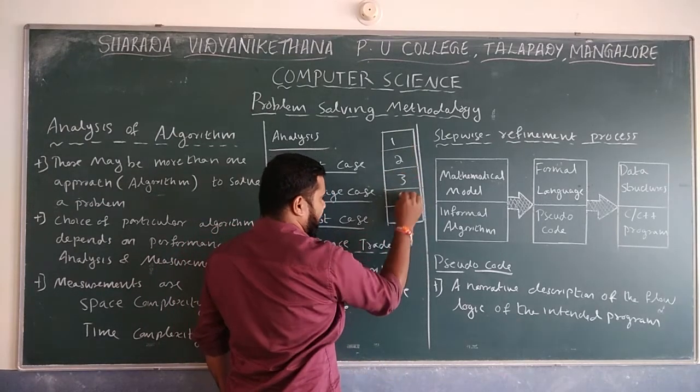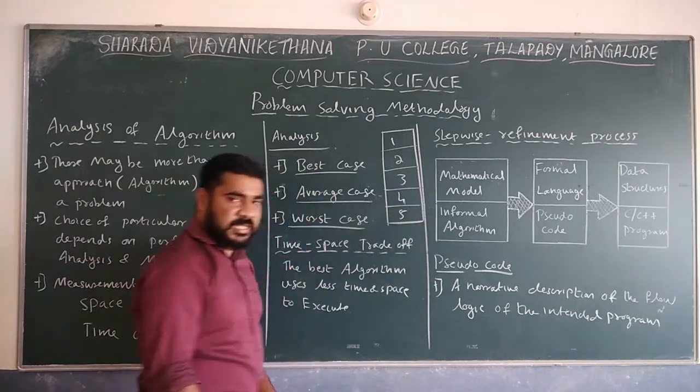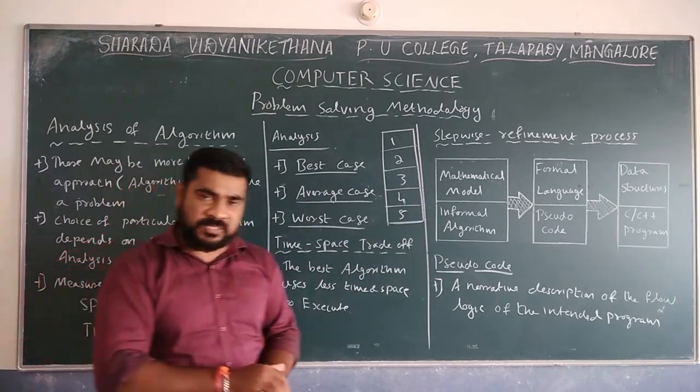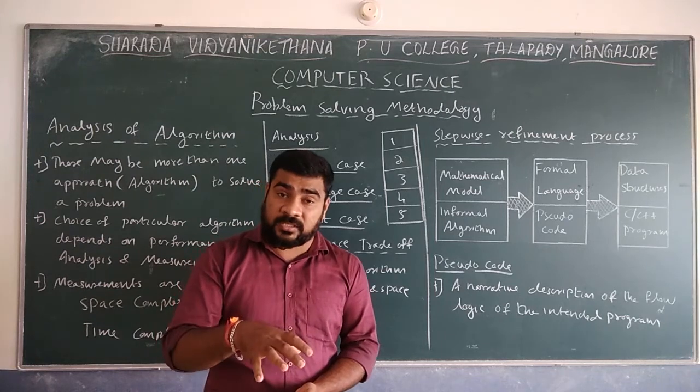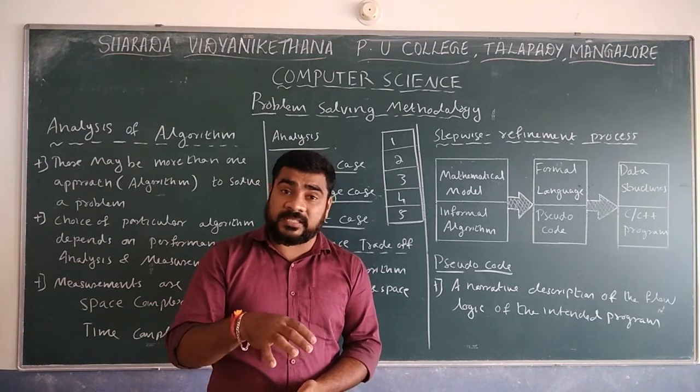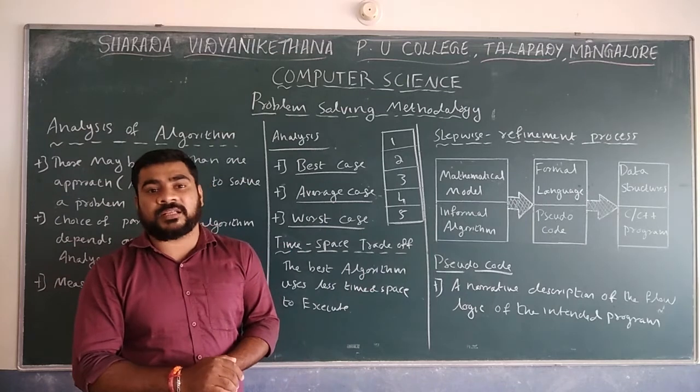1, 2, 3, 4 and 5. There are 5 numbers available. We have to search whether the 5 is there in a list or not. How can you check whether the 5 is there?